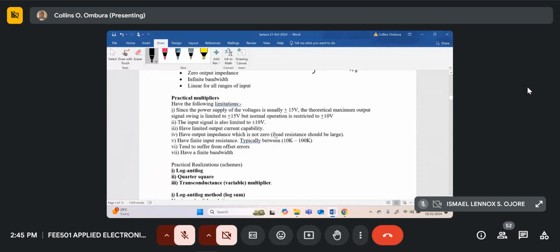So I should put here, IE, use a large load resistance. Okay. I use a large load resistance.